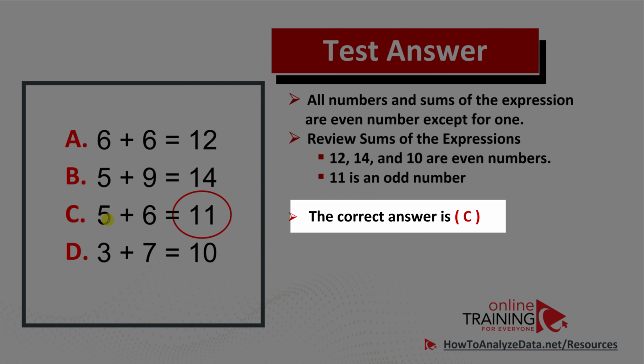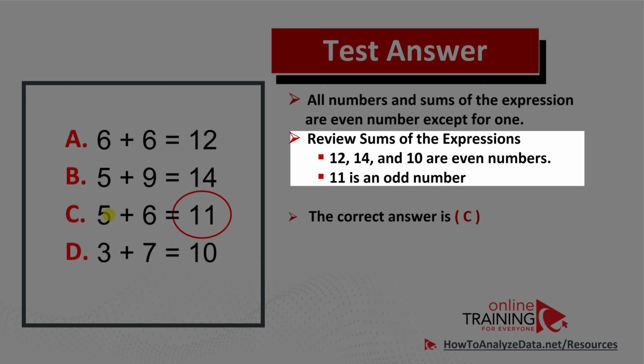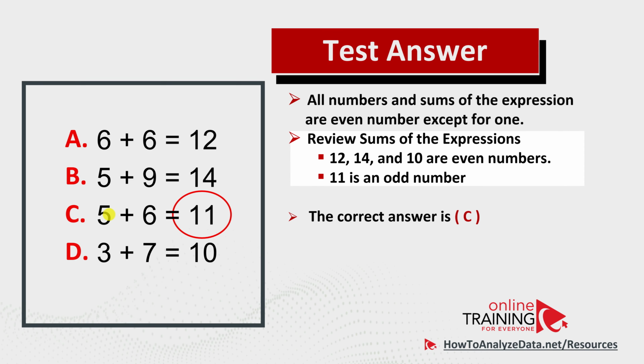And there are multiple ways how you can look for clues to solve these types of challenges. Let's recap. All numbers in the sums of the expression are even numbers except one. If you review the sums of the expressions, you see that 12, 14, and 10 are all even numbers, and 11 stands out. It's an odd number. So the correct answer here is choice C. Hopefully you've nailed this question.